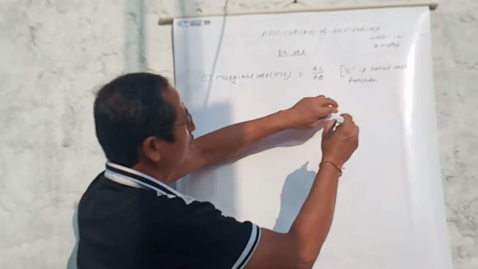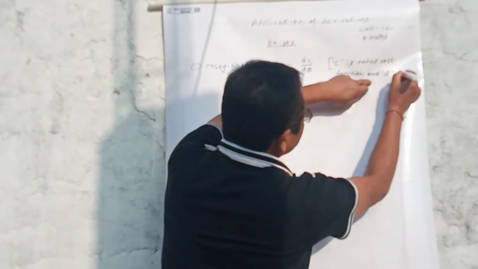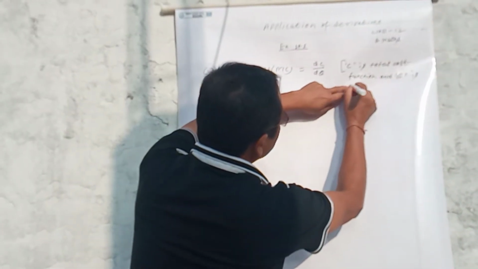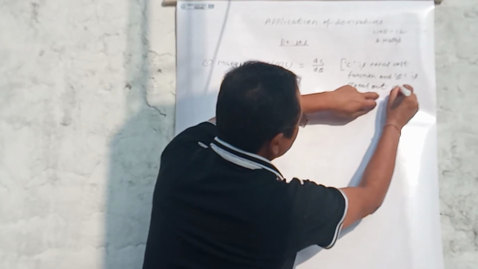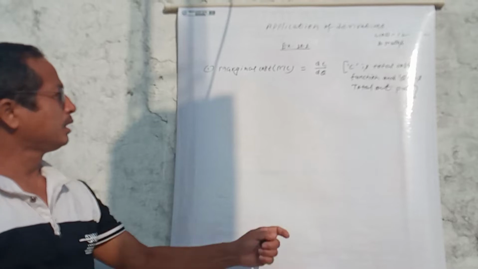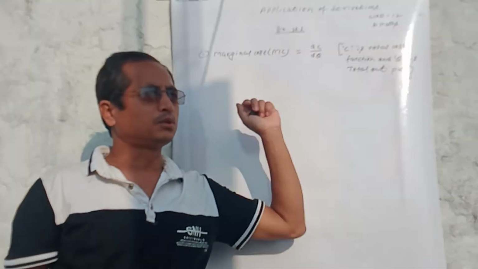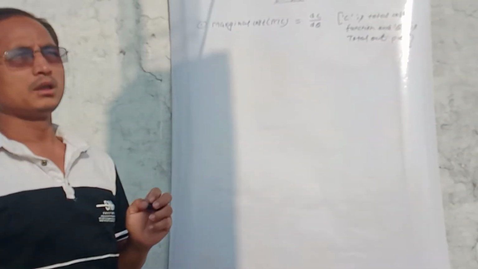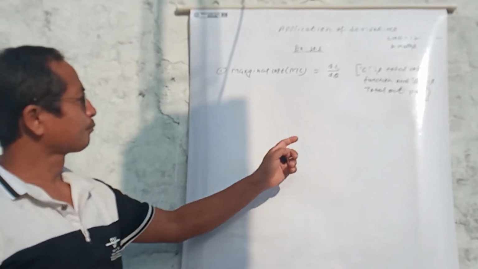and Q is total output. I mean, C is the total cost function, Q is total output. Total output means the number of items made in any industries, factories, etc.